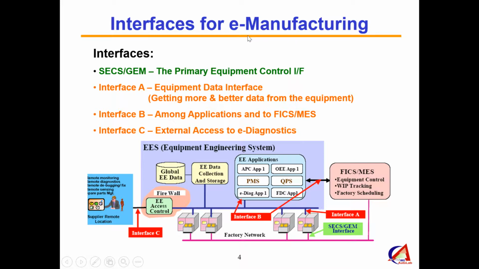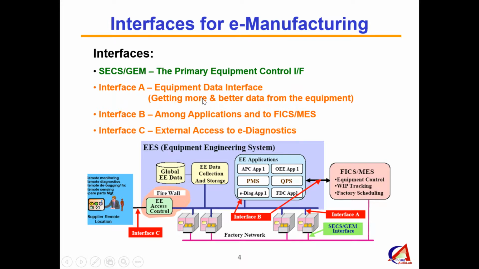Interfaces for equipment for e-manufacturing. An equipment has two ports. One is the SECS/GEM port connected to the MES here. And the other port is the interface A port. This interface A will provide the equipment data to the equipment engineering systems. And actually, they do. So you see, we have SECS/GEM, which is the primary equipment control interface, while interface A is the equipment data interface.